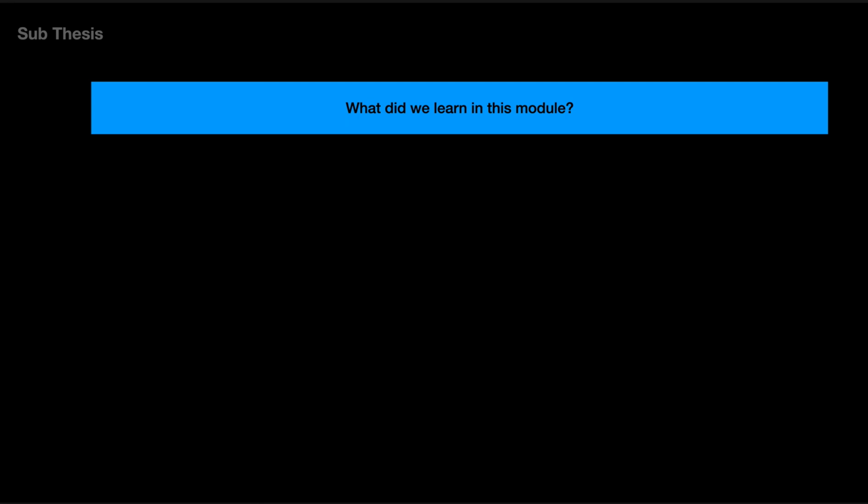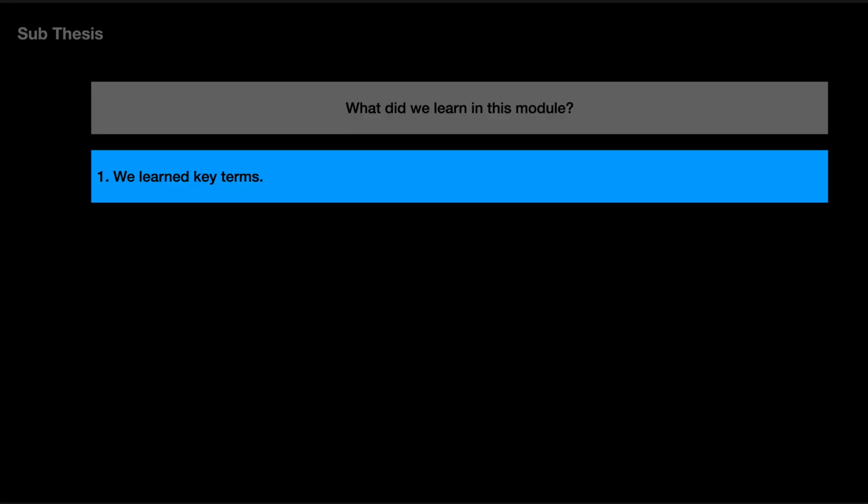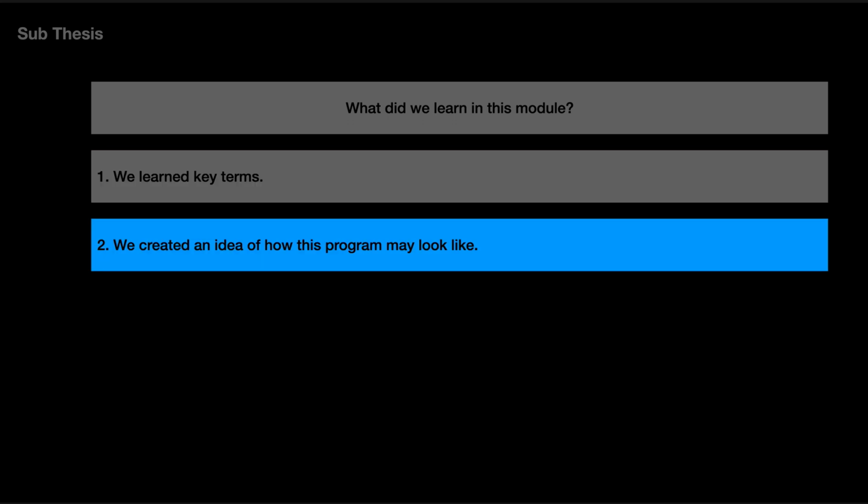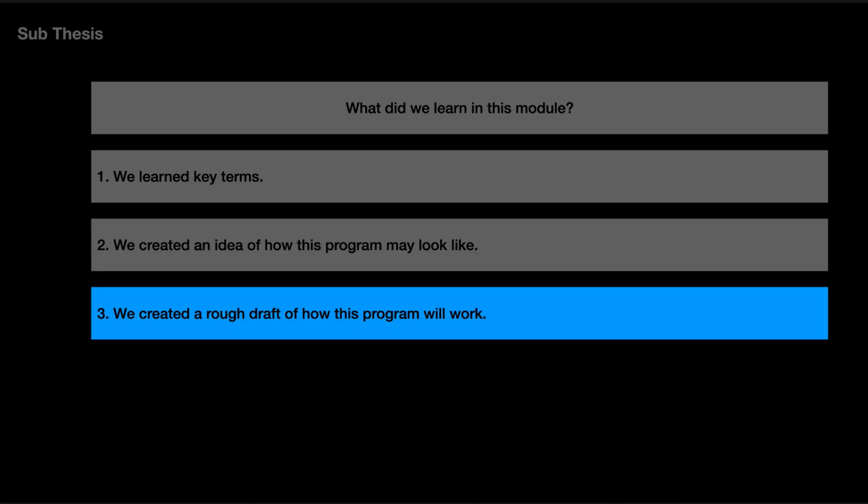So, what did we learn in this module? We learned the key terms such as program, evaluation, logic model, theory, and behavior. We created a rough sketch of how this program could look like with input from the team. We created a rough draft about the mechanisms that we will need to engineer into this program.